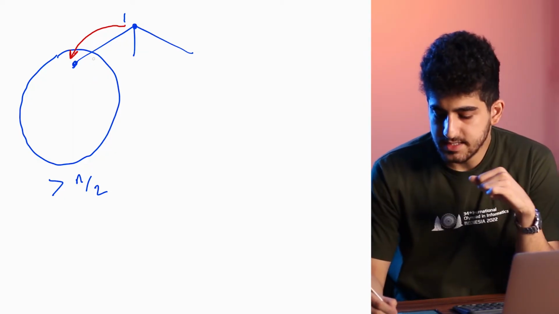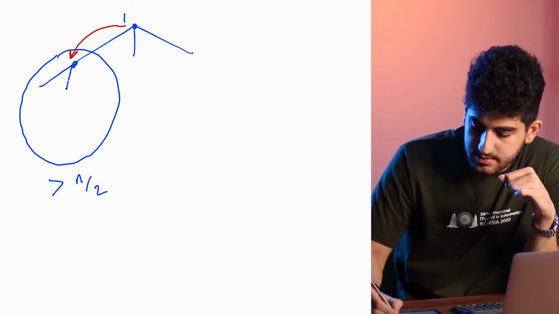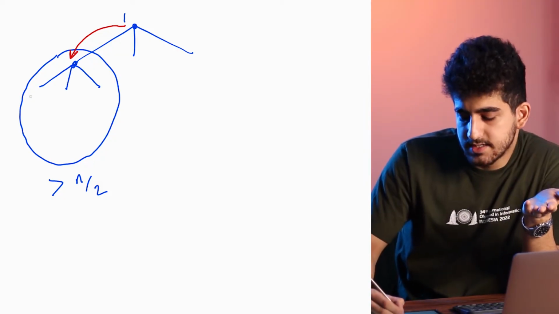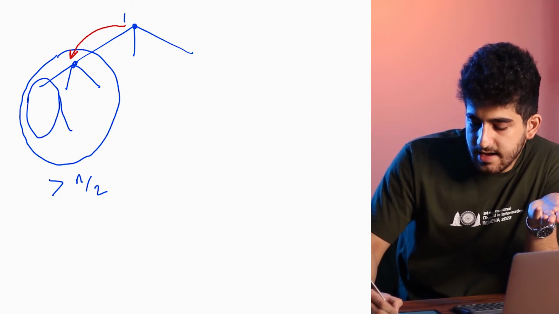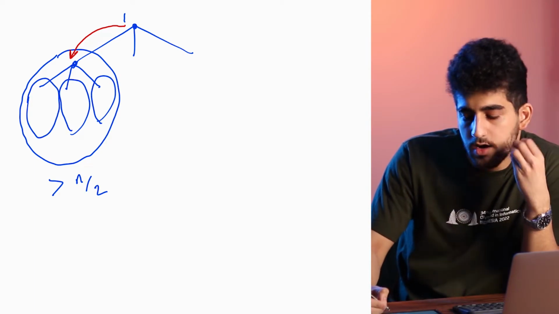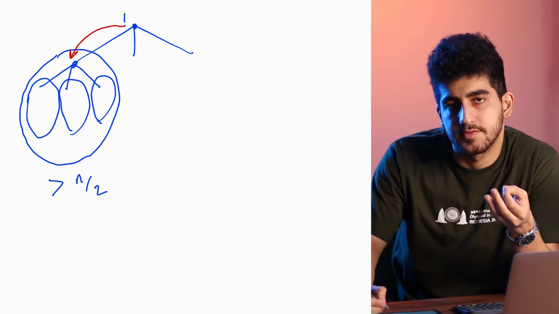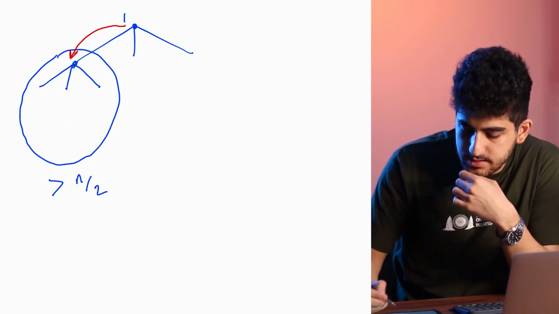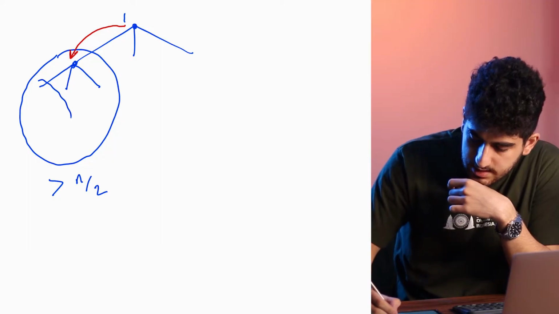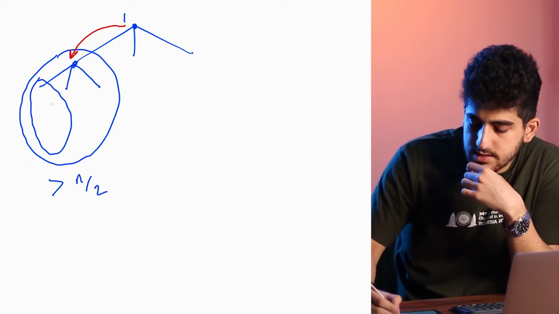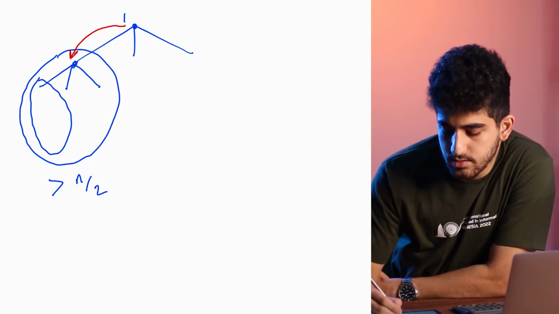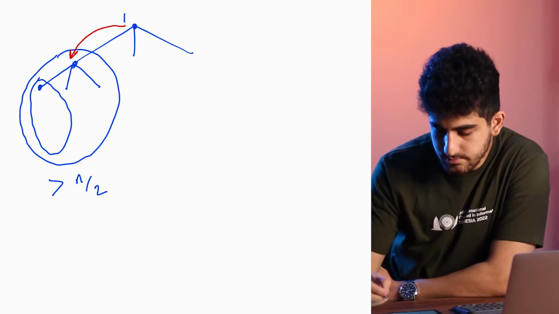And again, in this vertex, we can check its children. There are two possibilities. If all of its children are at most n half, then I will argue that this vertex is a centroid. We will see why. Otherwise, if that did not happen, there is one child such that the number of vertices in its subtree is greater than n half. Then I can go to that vertex, and so on.